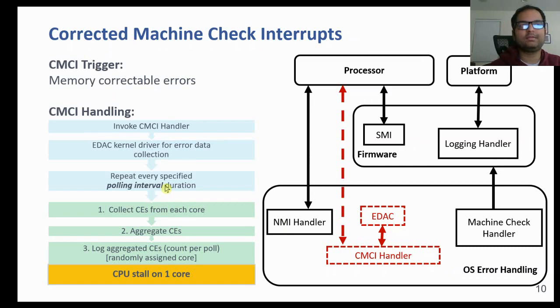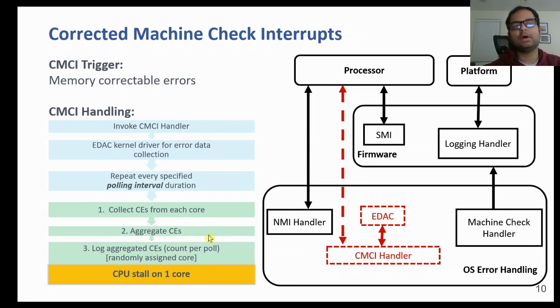When a burst of correctable errors is seen, the CMCI handler is invoked, and EDAC then collects the errors from different CMCI architecture registers and repeats the said collection every specified polling interval. Every polling interval, we collect CEs from each of the cores within the processor, and then we aggregate the total number of CEs seen for that polling interval, and one randomly assigned core then logs the aggregated CEs, which is referred to as count per core. As a result, the CPU stall occurs only during logging, and the CPU stall is seen only on one core.